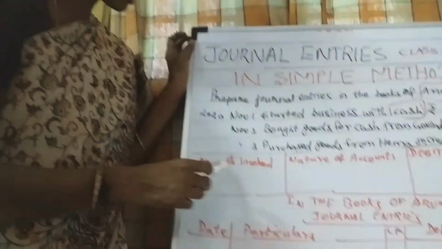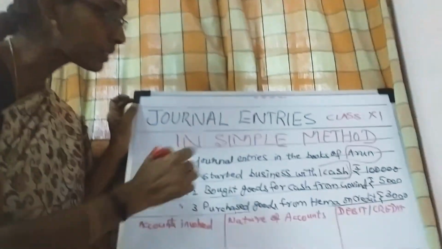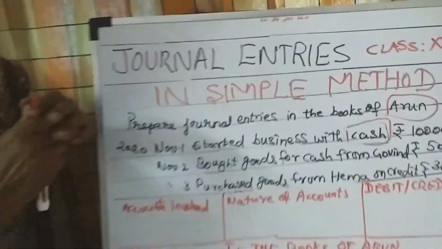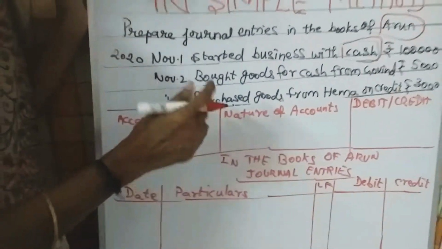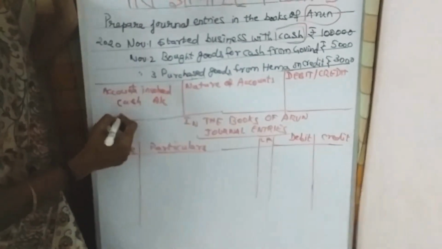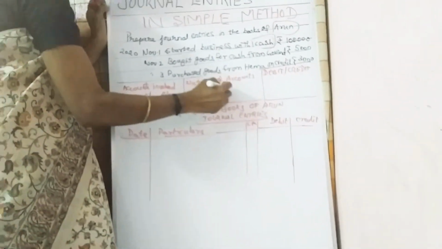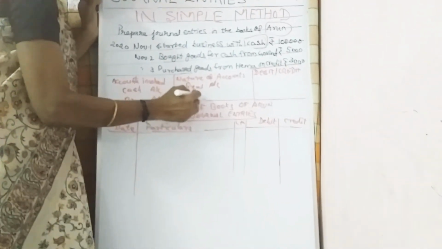The first is accounts involved in this. So what are the accounts involved in this transaction? Then we have to classify the nature of accounts and find whether it is a debit or credit account. Started business with cash, so we see that you have cash account. Who started business? Arun started business, Arun account. Now, nature of account. So cash is a real account. Arun is a personal account.